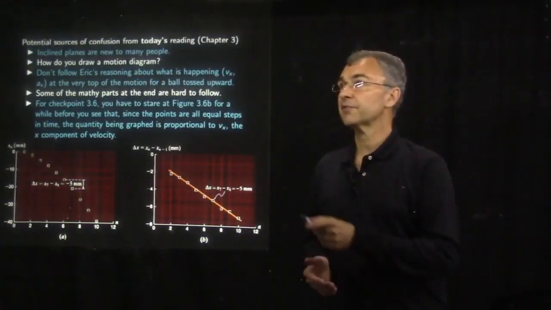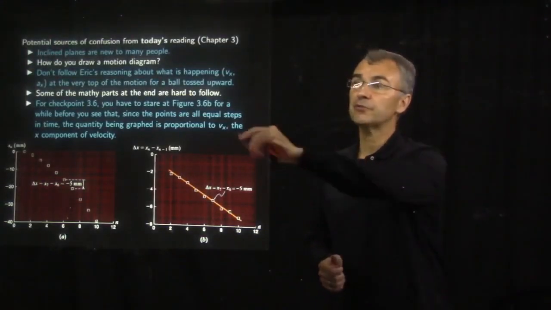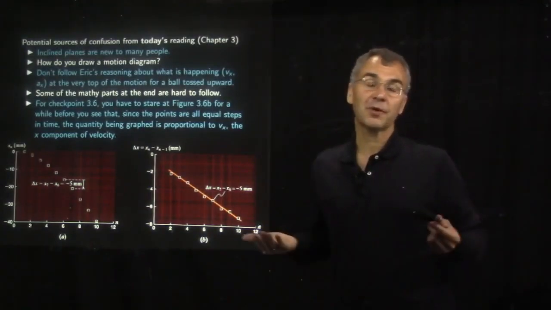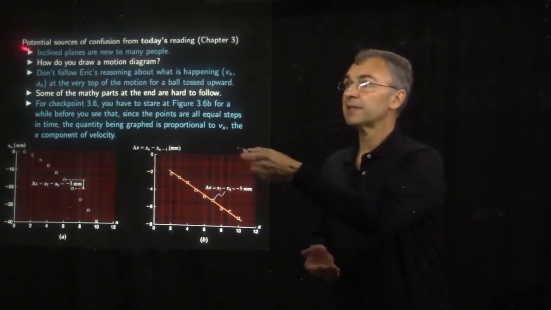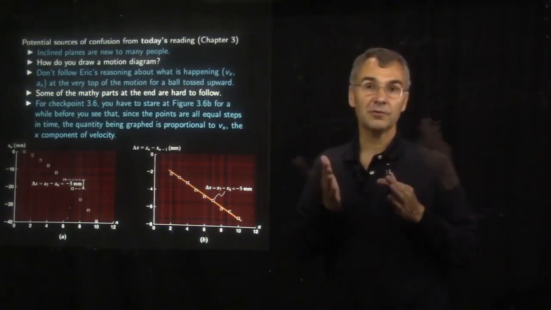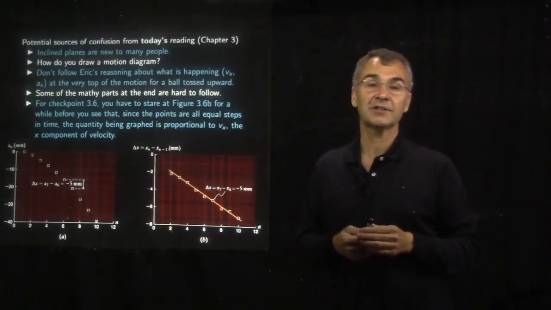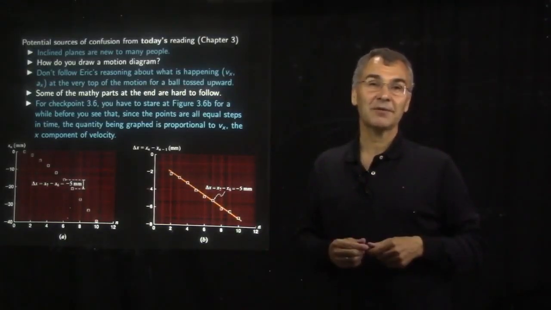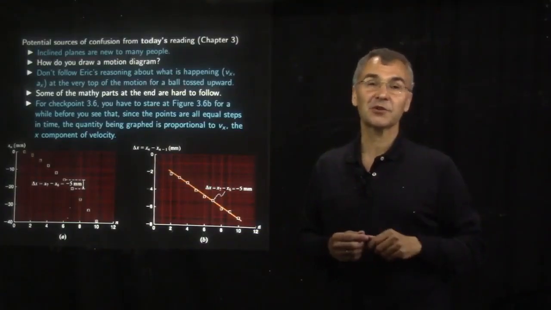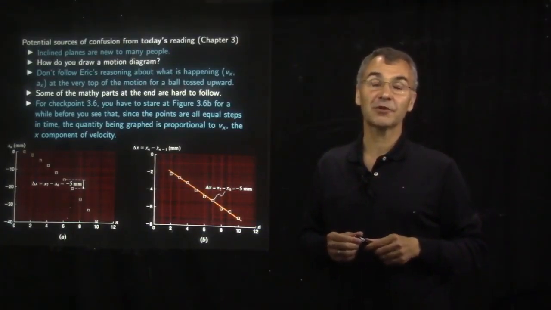So before we wrap up, let's talk about some potential sources of confusion from Chapter 3, based on responses from previous years' students reading this chapter. Inclined planes are new to many people. Don't think that you have to do a lot of trigonometry to do inclined planes. You just have to recognize that theta is the angle of the inclination, and you just have to use the sine function. By the way, remember that the sine function on your calculator will give different answers depending on whether you're in degrees mode or radians mode.